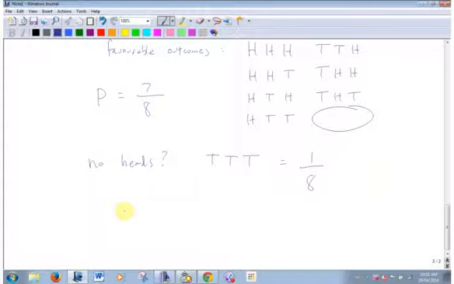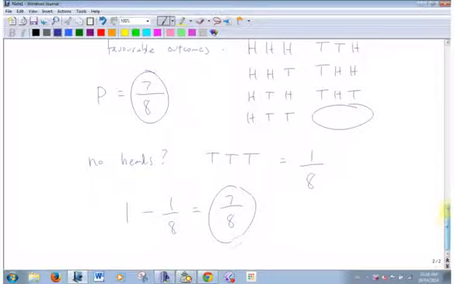So because probability is always got to add up to 100% for the total possible outcomes, what's 1 minus 1/8? 7/8. Okay, that might make more sense to some people. Maybe it won't. But if you like it, go with it. Okay, otherwise you got to kind of do it this way. Okay?